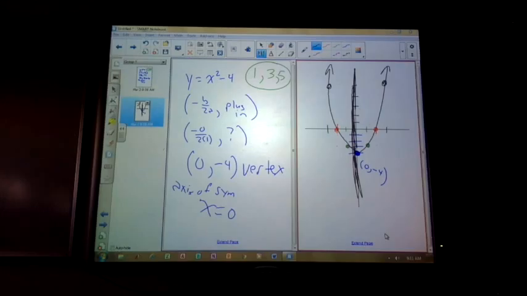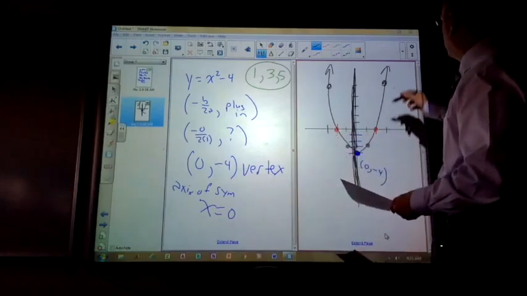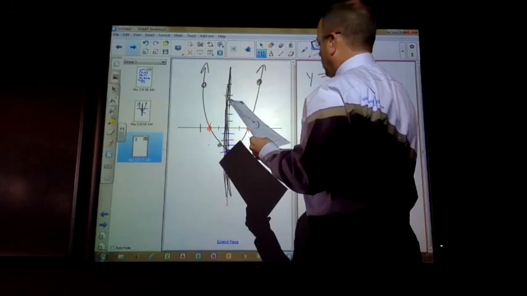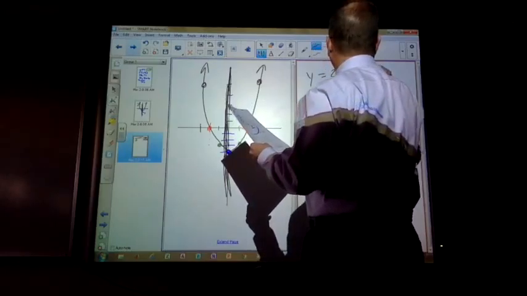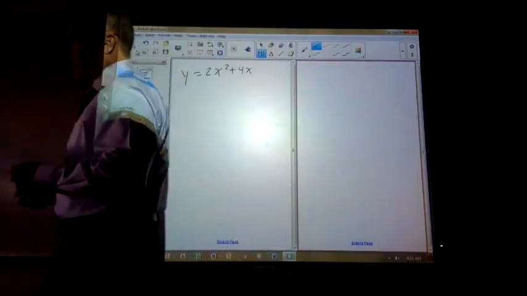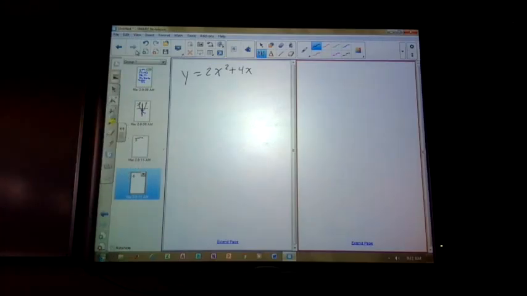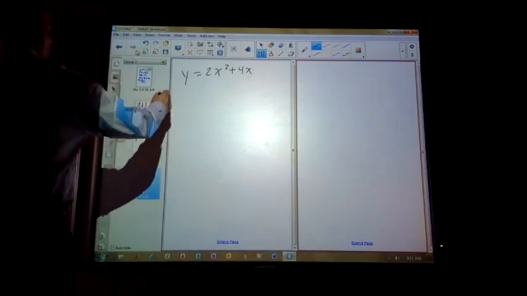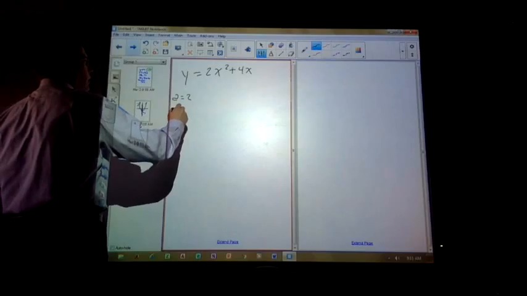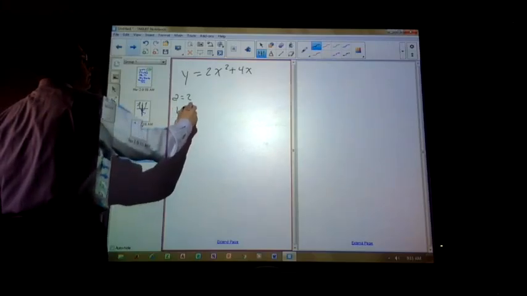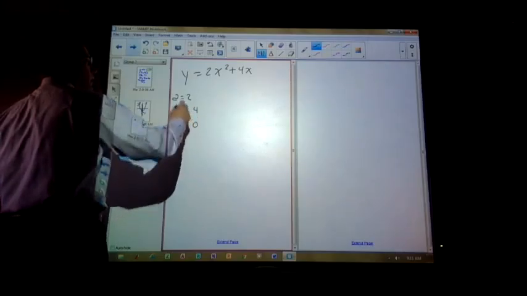Yes, you can. The next problem is y equals 2x squared plus 4x. Is that correct? Let's start out like any other problem. What's my a value? 2. What's my b value? It's 4. What's my c value? 0. So be careful on that.